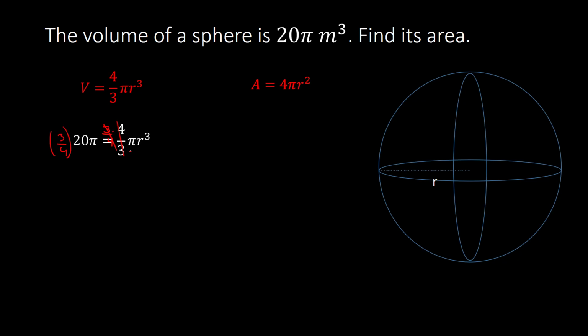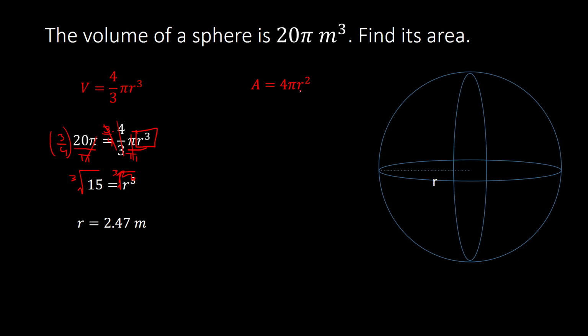So that will cancel, and then also dividing both sides by pi as well. So I'm dividing both sides by pi and multiplying by the reciprocal. So what I have is going to be 3/4 times 20, which gives me 15. So I have 15 on the left side, and on the right side I'm left with just the r cubed. So then to find r, I take the cube root of both sides, and that will get rid of the cubed. So now I'm left with r equals the cube root of 15, which would give me 2.47 meters. So now I have the radius.